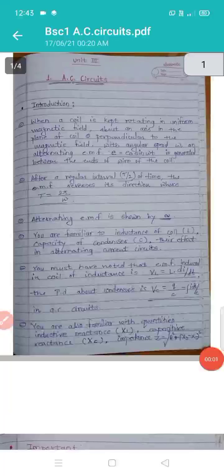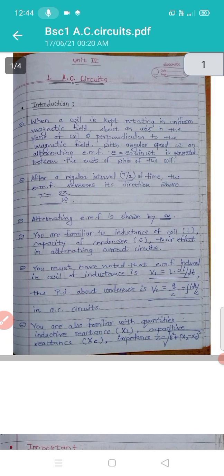Hello everyone. In this class we are going to start a new chapter, AC circuits. Chapter one, AC circuits. What are the types of currents? There are two types of currents, AC and DC. Alternating current and direct current.